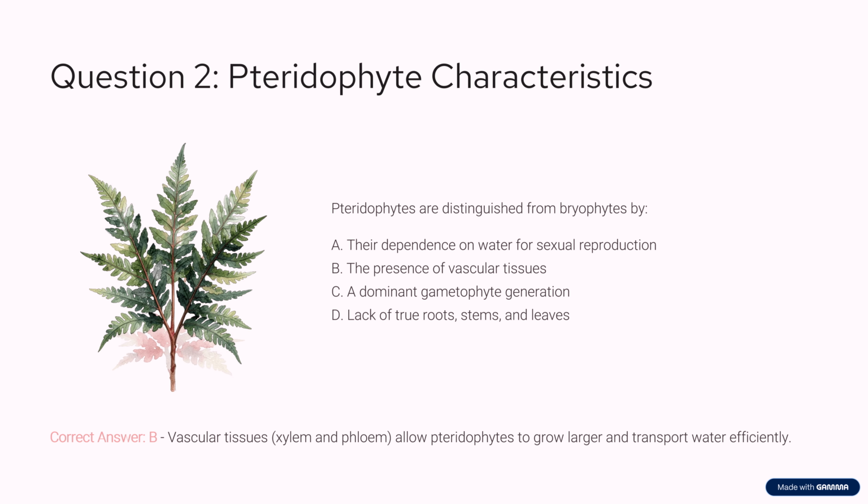Question 2. Pteridophyte characteristics. Pteridophytes are distinguished from bryophytes by A. Their dependence on water for sexual reproduction. B. The presence of vascular tissues. C. A dominant gametophyte generation. D. Lack of true roots, stems and leaves. So the correct option is option B, the presence of vascular tissues. Vascular tissues, xylem and phloem, allow pteridophytes to grow larger and transport water efficiently.